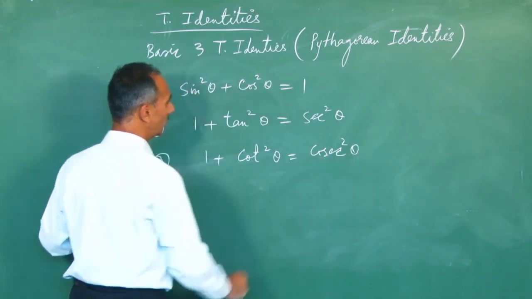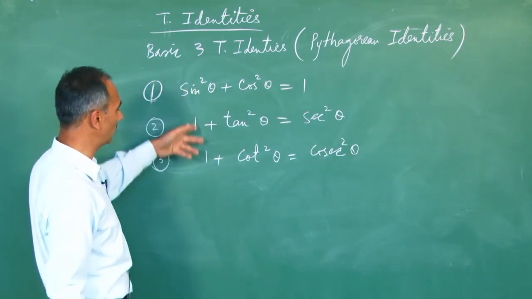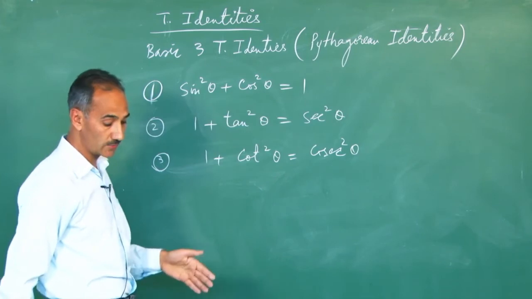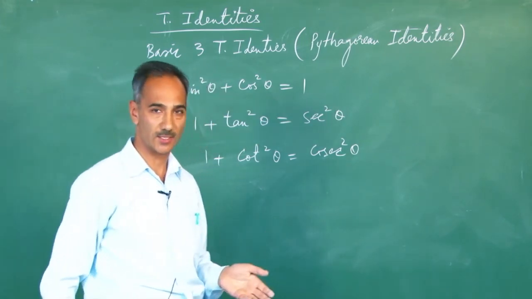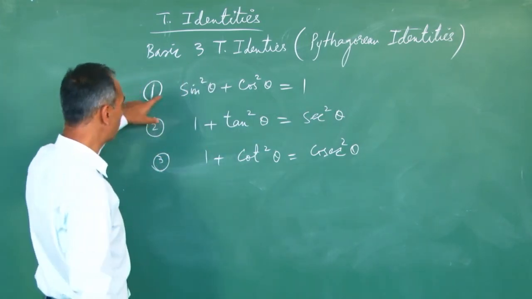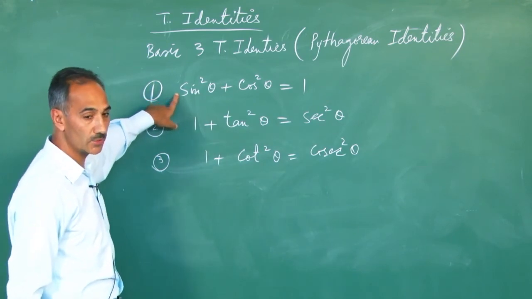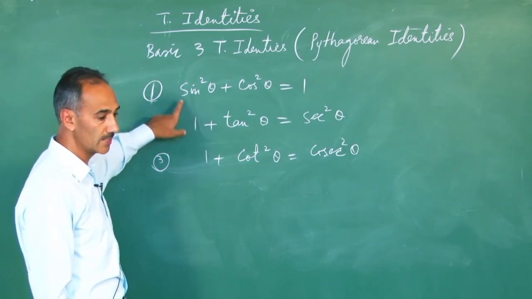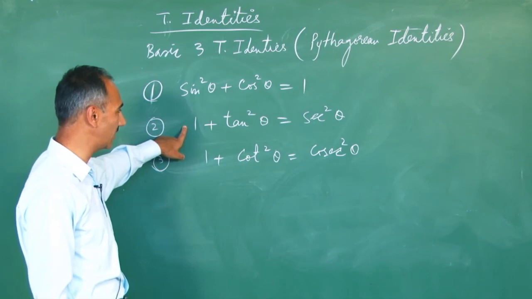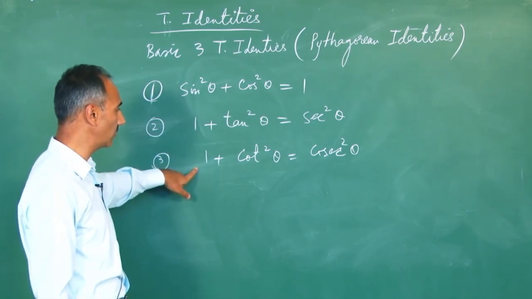See, all these three results are in terms of squares. That's why they are also known as squared results. The first result is in terms of sine and cos. Second is in terms of tan and secant. Third is in terms of cot and cosec.